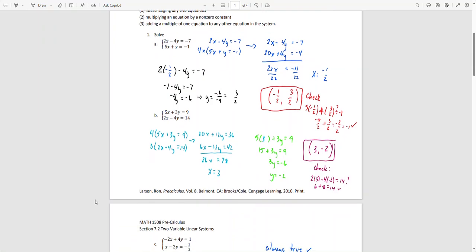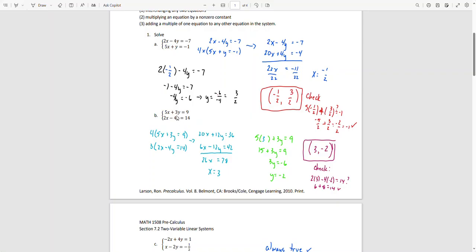Excellent. All right. Second system. 5x plus 3y equals 9, and 2x minus 4y equals 14. All right, so the y's, again, already have opposite sign. Y's have opposite sign, so I want to make them both the same. This one's a 3, this one's a 4. What could I do? How about we make it easy? Let's make them both 12.